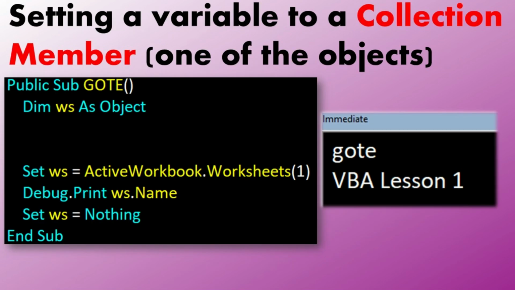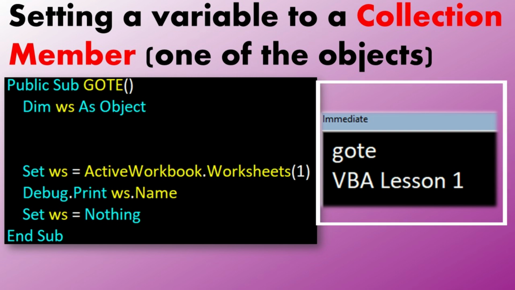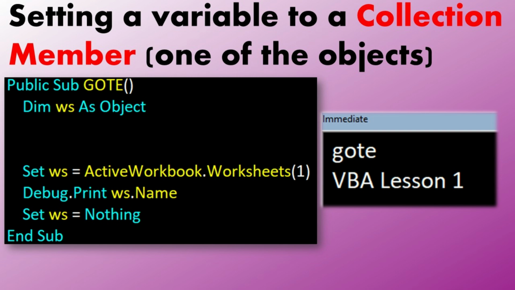Here's how you would set a variable to an individual member of a collection. First, we declared WS as an object. Then, we set WS equal to index number 1 of the worksheets object. This means WS is now a singular worksheet object. When we debug.print the name of WS, we see the result. Note that while we use the index number method here, we could have just as easily used the other two methods we previously discussed, assuming we know the object's name.